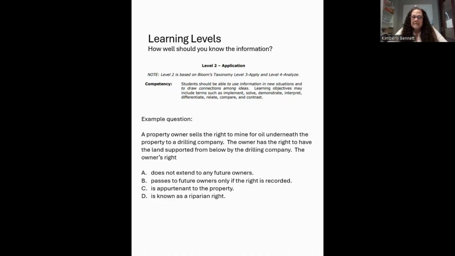He only leased. Well, he sold his right to mine for the oil, but he didn't sell the property altogether. He only sold the right to mine for the oil. But that doesn't mean they get to destroy his property or his land. So that right to have the land supported from below is appurtenant. It runs with the land.